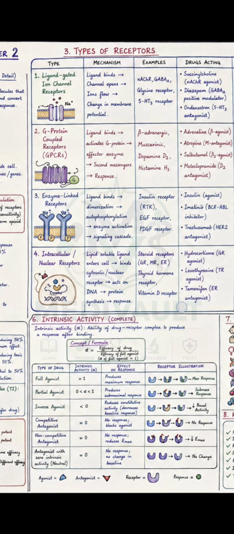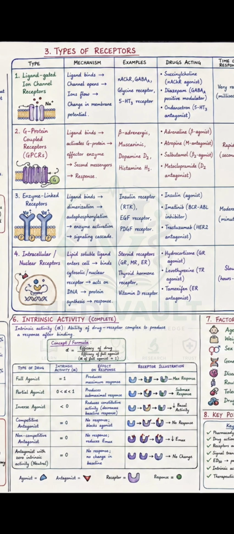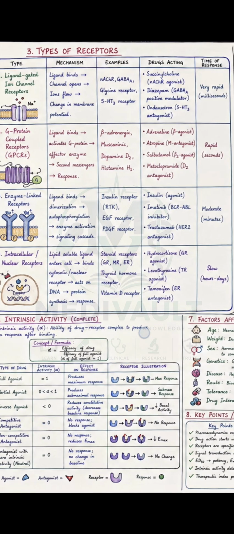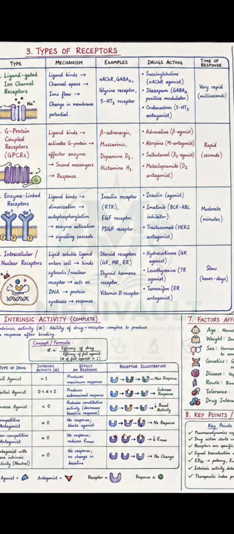The next is the G protein-coupled receptor. These have seven transmembrane segments, so they are also called seven-pass receptors. When the ligand binds to them, they activate the G protein and affect an enzyme which activates the secondary messenger, and that produces the effect. Examples are beta adrenergic, muscarinic, dopamine, and histamine receptors, with drugs like adrenaline, beta agonists, atropine, salbutamol, and metoclopramide. They are also rapid receptors.